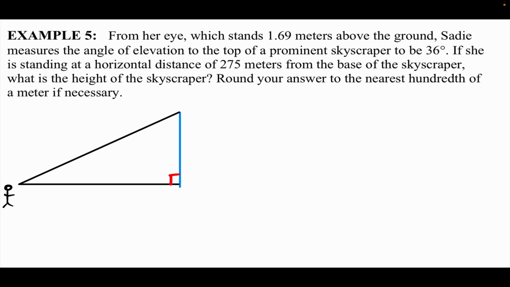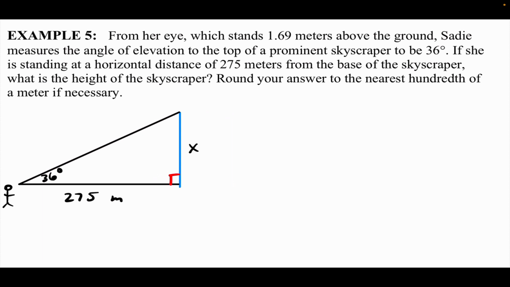Her angle of elevation, so her angle looking up, from her eyes to the top is 36 degrees. So her eyes are right here. From her eyes to the top of the building is 36 degrees. She is standing 275 meters away from the building. How tall is the building? That's what they want to know.